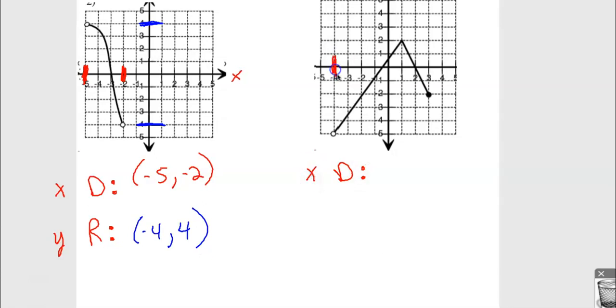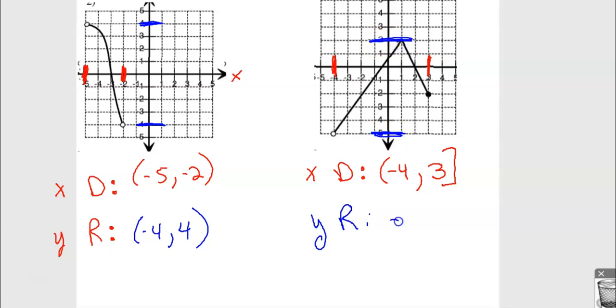So look on your x line, the least to the greatest. So it would be -4 all the way to 3. But notice 3 is a bracket because it has a closed circle. And then you notice the range is the set of y's. So look at your lowest to your highest on your y's. So that's -5, open circle, all the way to 2, closed circle.